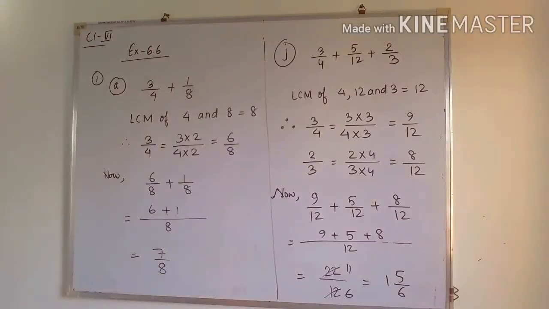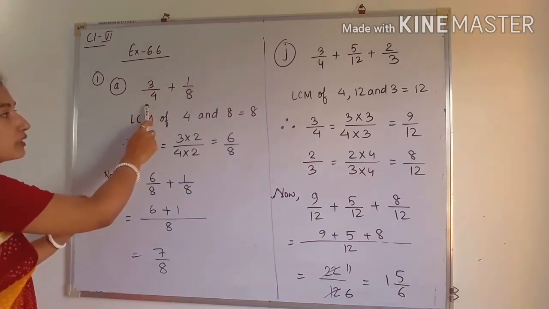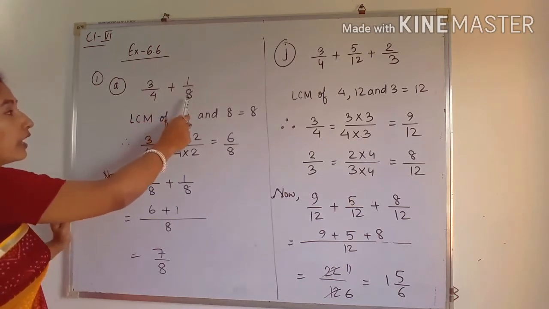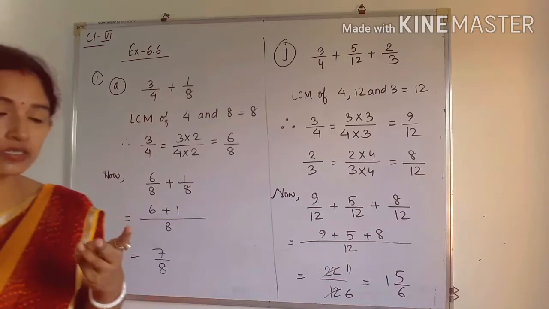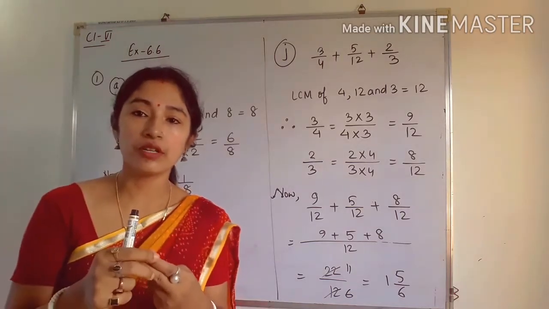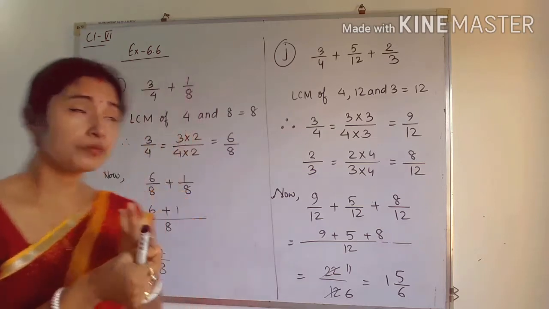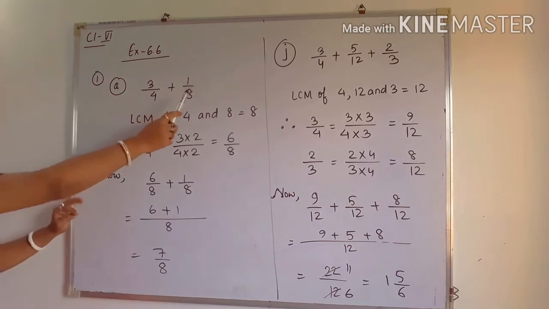So students, see the next one, question A. Here we have to add the fractions. Just check the denominators, they are unlike fractions. Now see the denominator, 8 is a multiple of 4. I already discussed the 3 points. The first point was, if one number is a multiple of the other, then that multiple, or the greater number, will be the LCM. So here the LCM of 4 and 8 will be what?